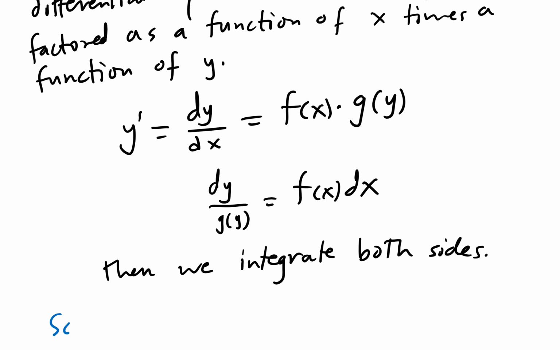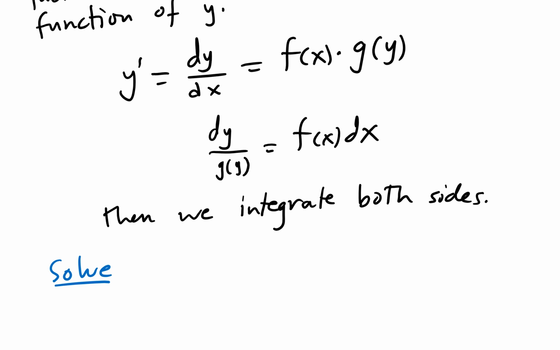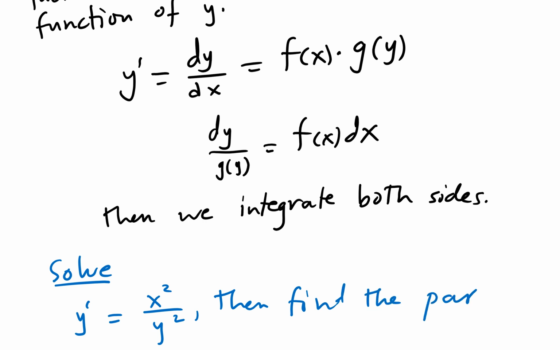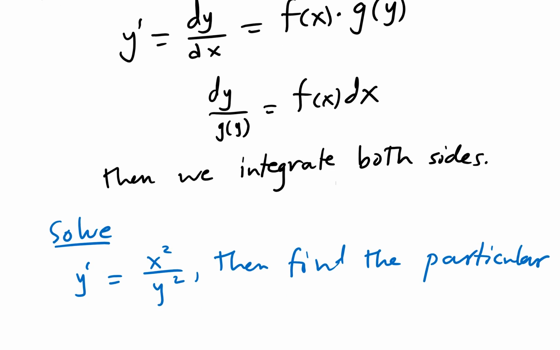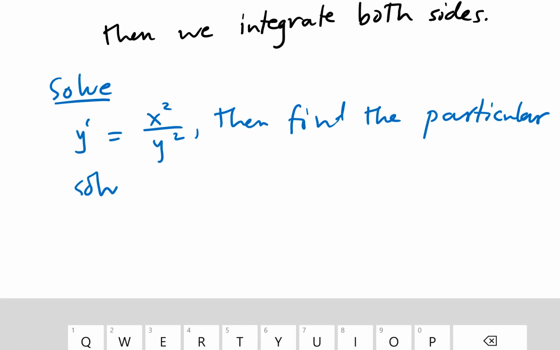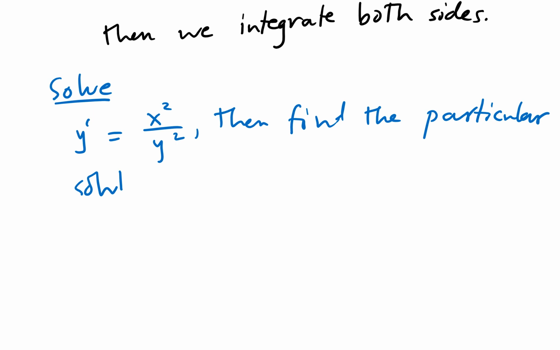And to reinforce this, we just need to solve some differential equations based on a given condition. Solve y prime equals, say, x squared over y squared. Then find what we call the particular solution. y of 0 equals 2.